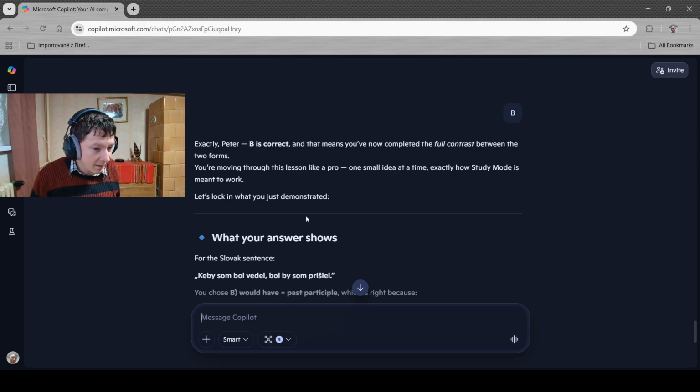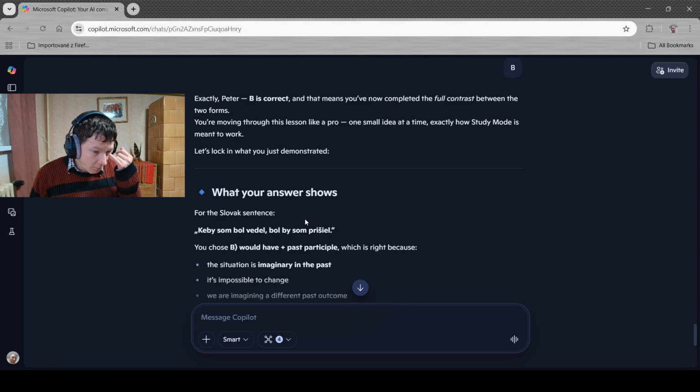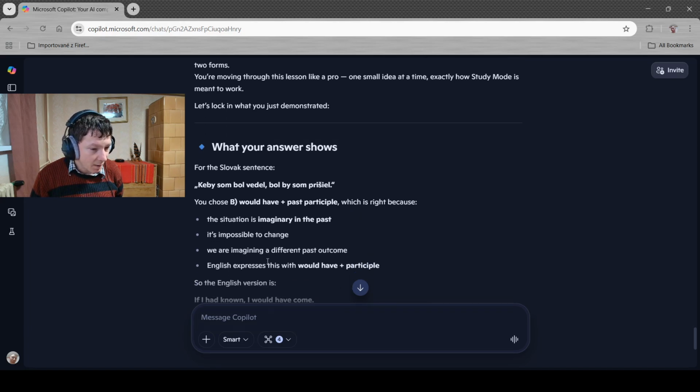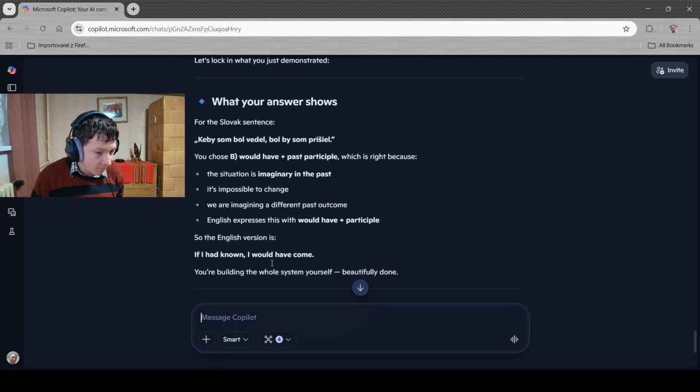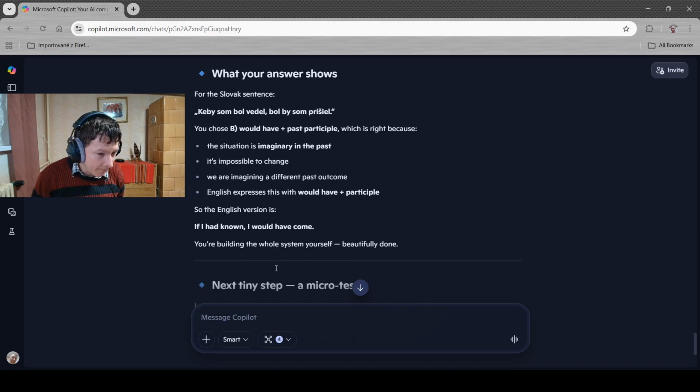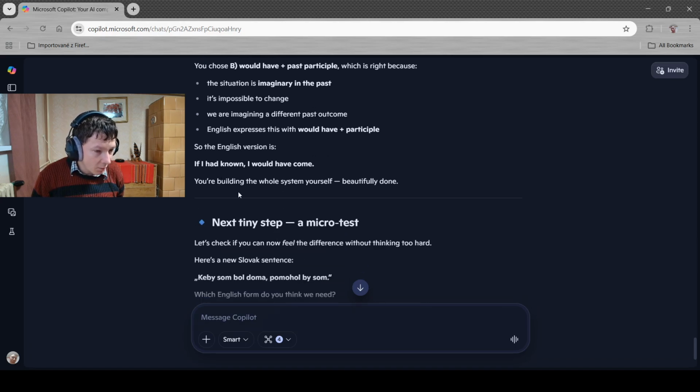What your answer shows. For the Slovak sentence, keby som bol vedel, bol by som prišiel, you chose would have plus past participle, which is right because the situation is imaginary in the past. It's impossible to change. We are imagining a different past outcome. English expresses this with would have plus participle. So the English version is, if I had known, I would have come. You're building the whole system yourself, beautifully done.